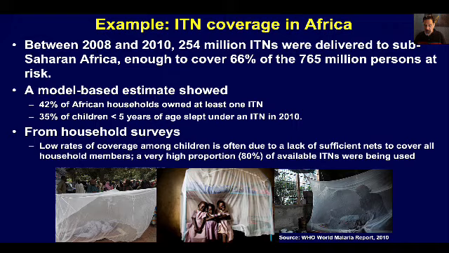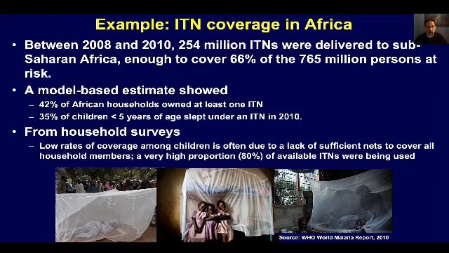And they were able to do some data analysis and modeling to show that about 42% of African households owned at least one ITN at the time, and about 35% of children under 5 years were sleeping under an insecticide-treated net in 2010. And this is thought to be part of what's contributing to the trends in decreases in malaria deaths over time.